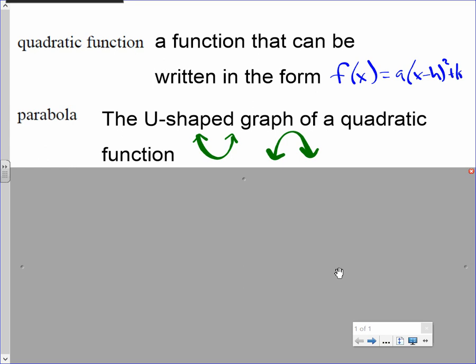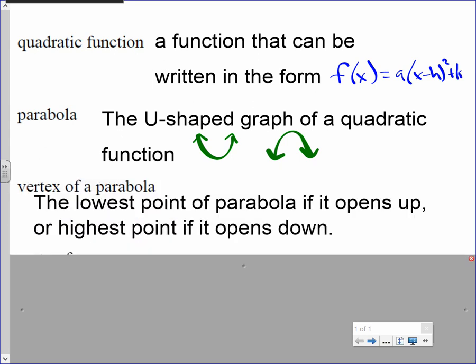What's the next word there? Vertex of a parabola. Thank you. So what is a vertex? Watch this now. Write this down. The lowest point of a parabola if it opens up, or the highest point if it opens down.